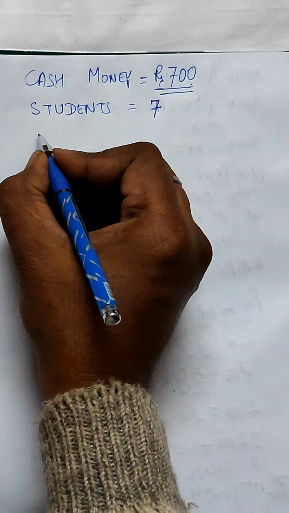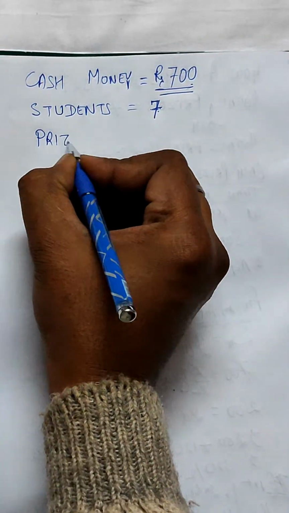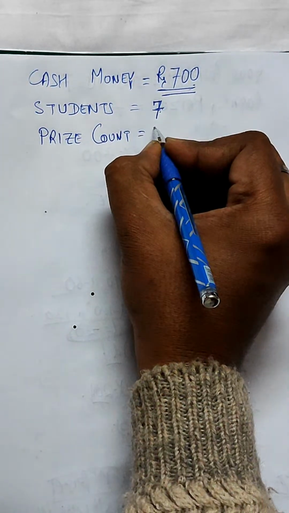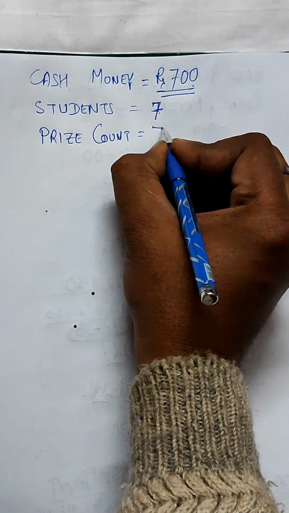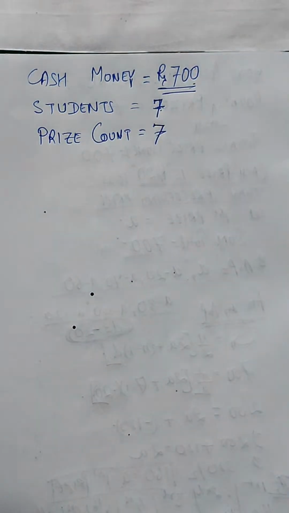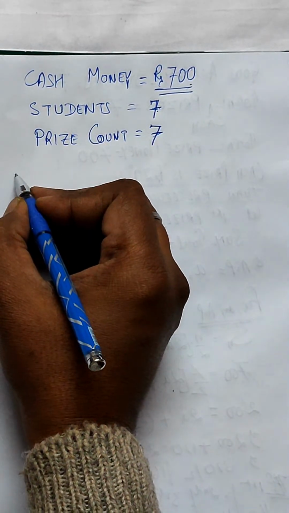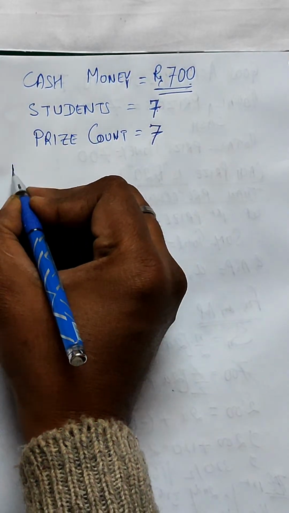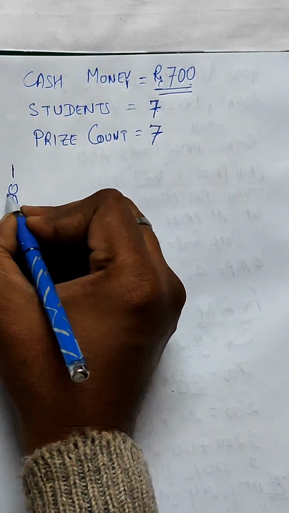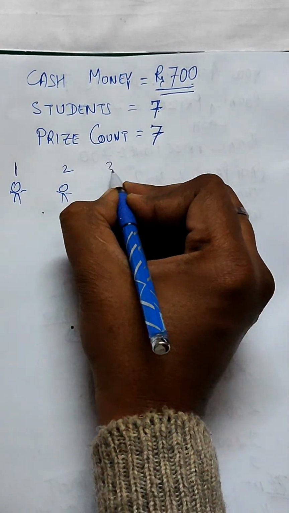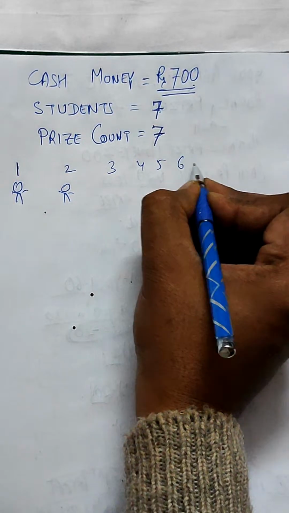So prize to be distributed is the prize count. What is the count of prizes? Definitely 7 students, so 7 cash prizes will be given. So it will be 7, right? And the condition is given that the cash prize, suppose this is the first student, this is the second student. So 1, 2, 3, 4, 5, 6, 7.